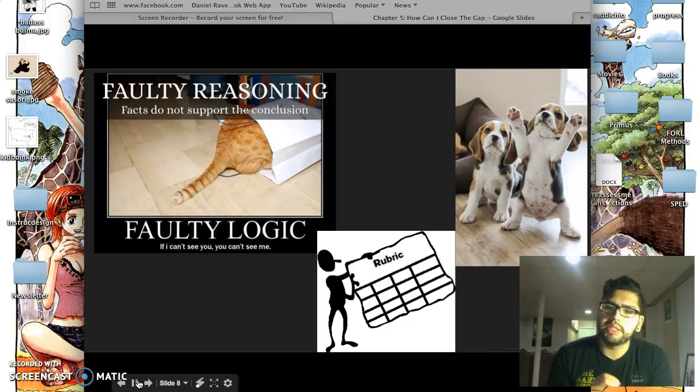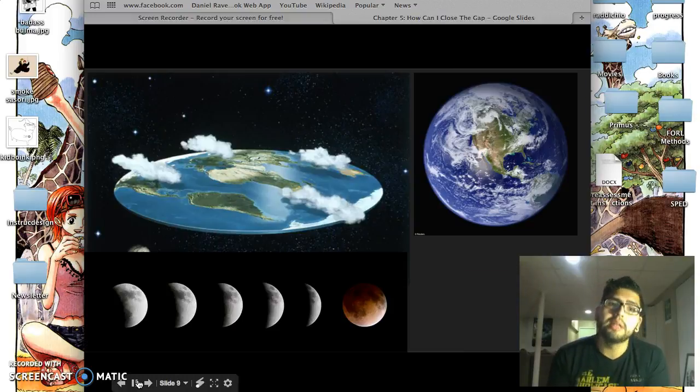Now, with faulty reasoning, I could have a picture of these two dogs here and ask for a summary, and a student might just say, "There is a dog." Well, they're not getting the whole idea. So sometimes it's beneficial to show them a rubric explaining what the whole idea means.